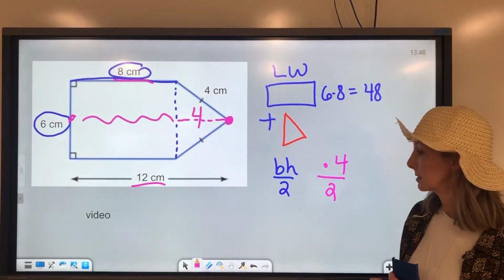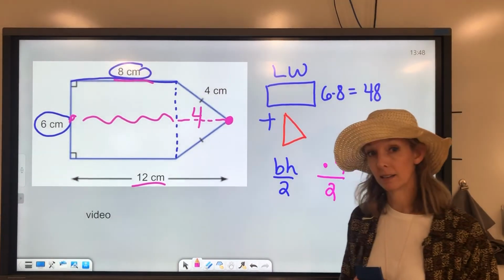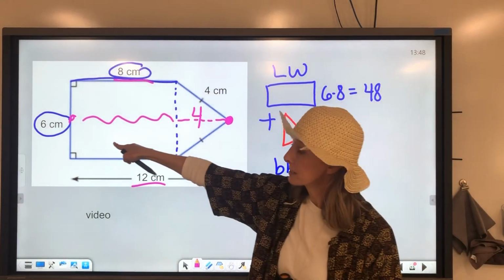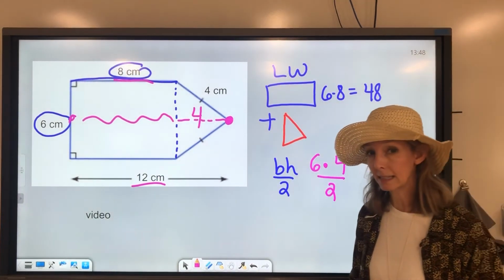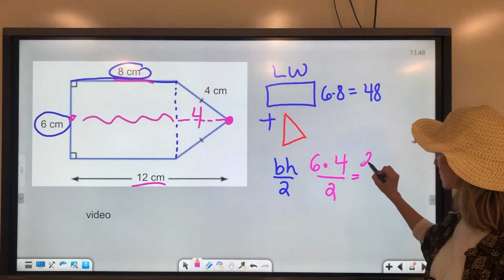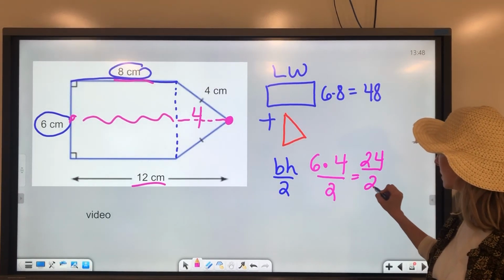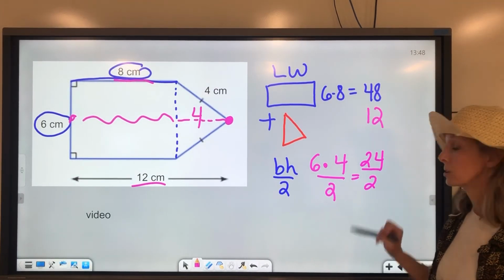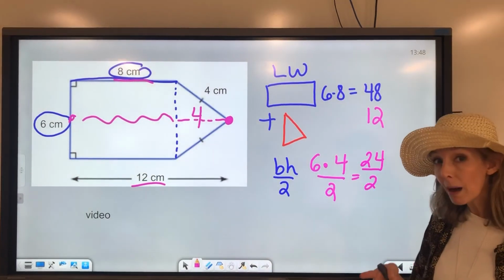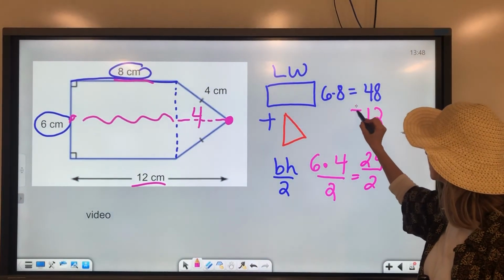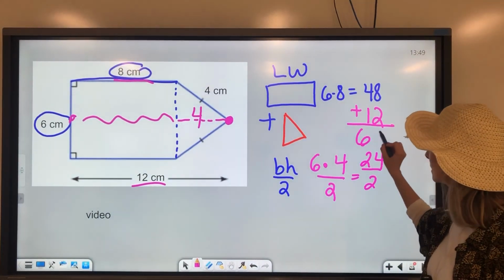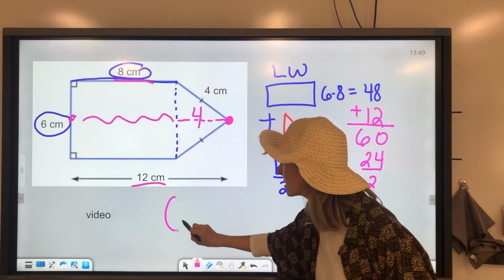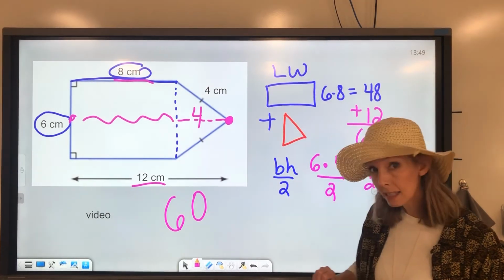What's my base? My base is that dotted line. Again, not labeled, but I notice that 6 is parallel, so my base is 6. When I solve this, I have 24 divided by 2, which of course gives me 12. Remember, we're combining these. It's a compound figure. 48 plus 12 is 60. So my entire figure is 60 centimeters squared.